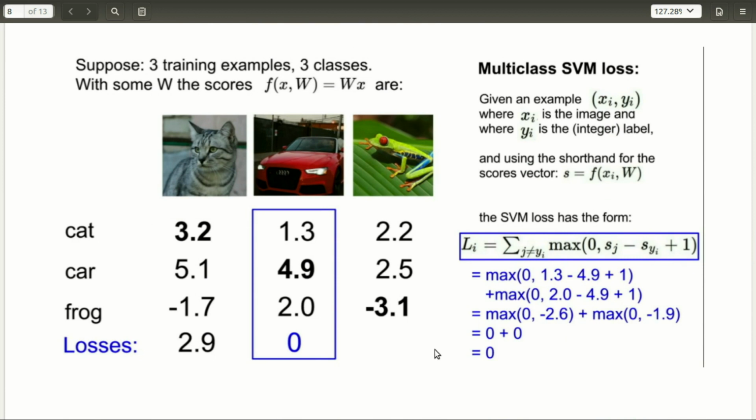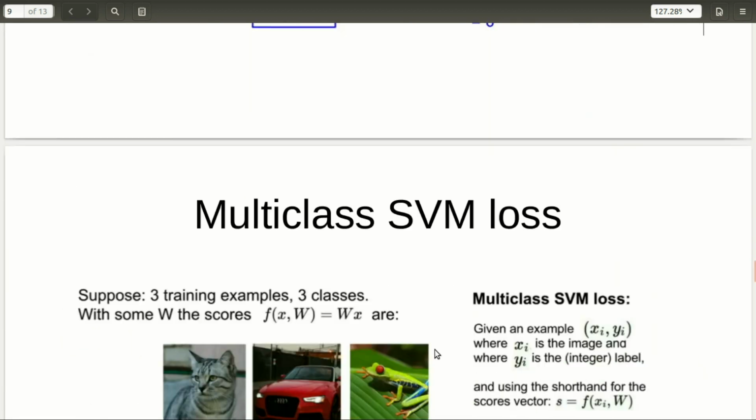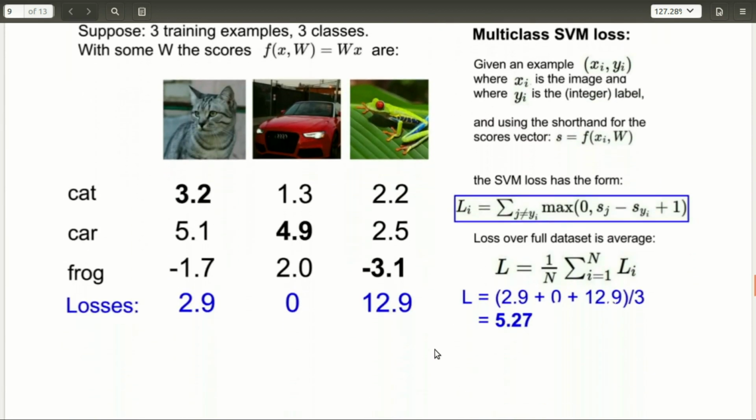In the case of car, our classifier has output the right prediction. It's totally right. So 1.3 minus 4.9 plus 1, and the value is going to be 0, since the max of 0 comma a negative number is going to be 0 only. And even if the value of car changes a little bit, it won't matter, because this term over here, 4.9, is too dominant, so when we subtract that, it won't matter. And in the case of frog, the loss is too high.